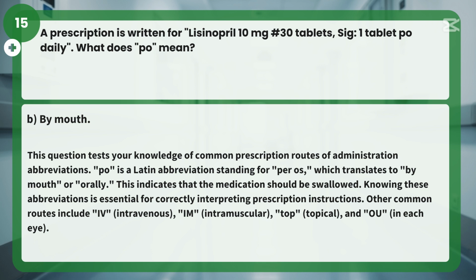This question tests your knowledge of common prescription routes of administration abbreviations. PO is a Latin abbreviation standing for per os, which translates to by mouth or orally. This indicates that the medication should be swallowed. Knowing these abbreviations is essential for correctly interpreting prescription instructions. Other common routes include IV, intravenous, IM, intramuscular, top, topical, and OU, in each eye.